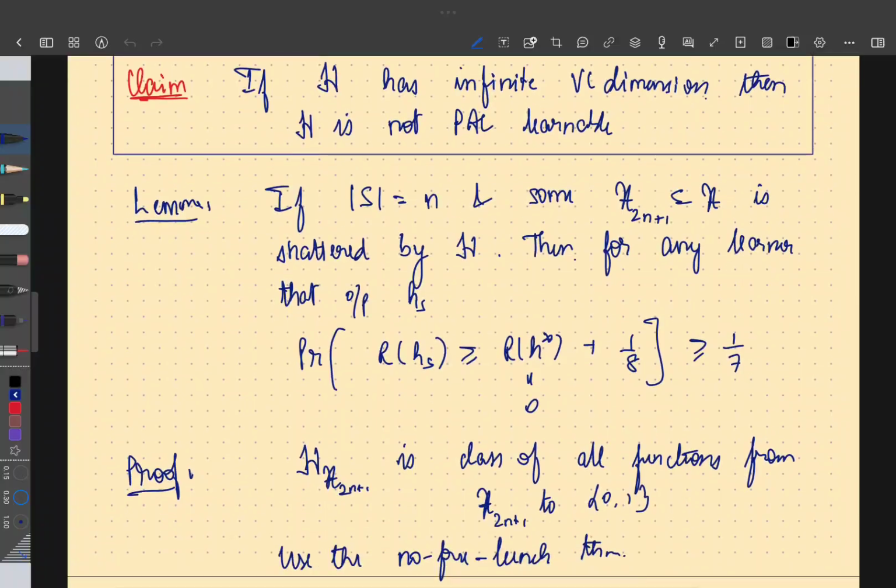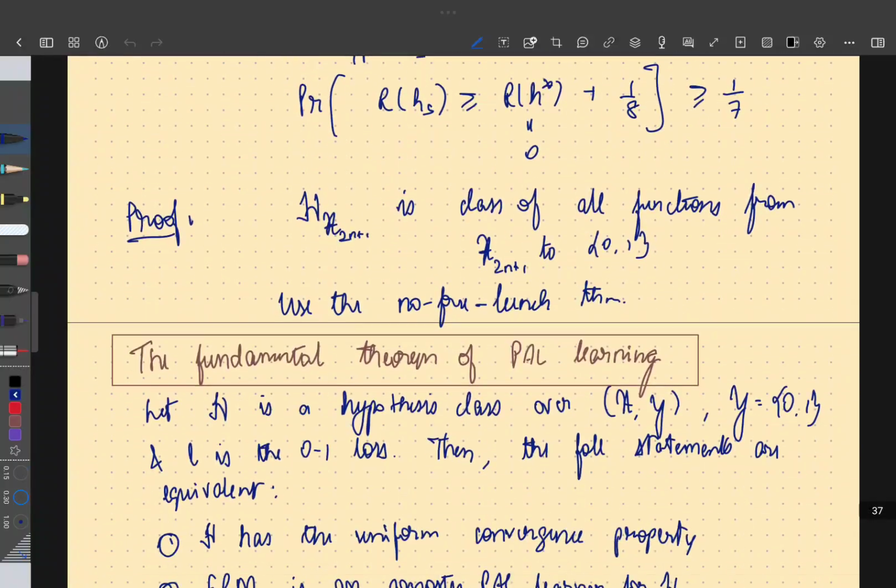the minimum number of samples required for you to be able to achieve some epsilon delta error is lower bounded by half the size of the largest set that is shattered by the hypothesis class, right? So if the hypothesis class shatters a set of size 2n plus 1, then you need at least n plus 1 samples in order to be able to learn well. You can't do with any less than n samples, right?